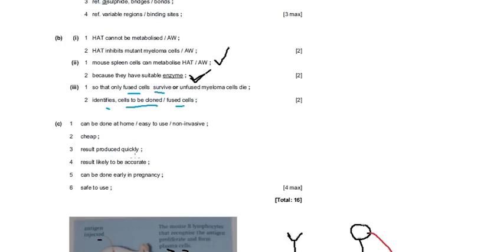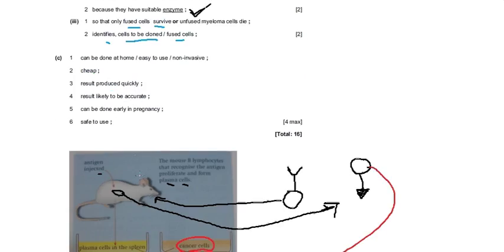Then the last question says, suggest advantages, and this is a very common question. Suggest advantages of using monoclonal antibodies for pregnancy testing. Advantages, okay, let us just see and then figure out more points ourselves. Okay, there is this, which is very affordable.